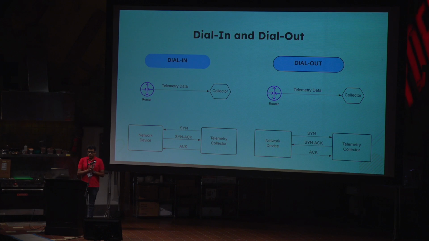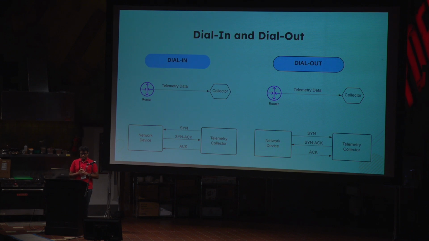So gNMI can work in two modes, dial-in and dial-out. Both of these modes are defined from the perspective of the network device. And in both of these modes, the data is always streamed from the end devices. So how do these modes differ? In dial-in mode, the collector has to reach out first to the network device, while in dial-out mode, the device will reach out first to the collector.